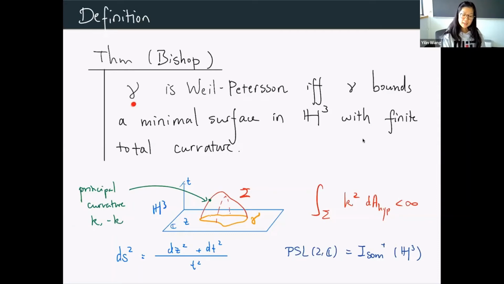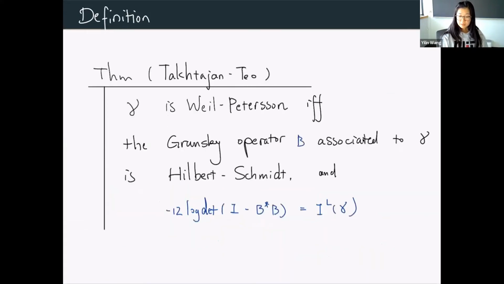And he shows that gamma is Weil-Petersson if and only if you can find a minimal surface in the hyperbolic 3-space with boundary this gamma with finite total curvature. So the area of this surface sigma is of course infinite because it's getting close to the boundary. However, the curvature: a minimal surface means that the principal curvatures sum up to 0. So you take the k squared integrated against the area form, it's actually finite. It's also a nice result.